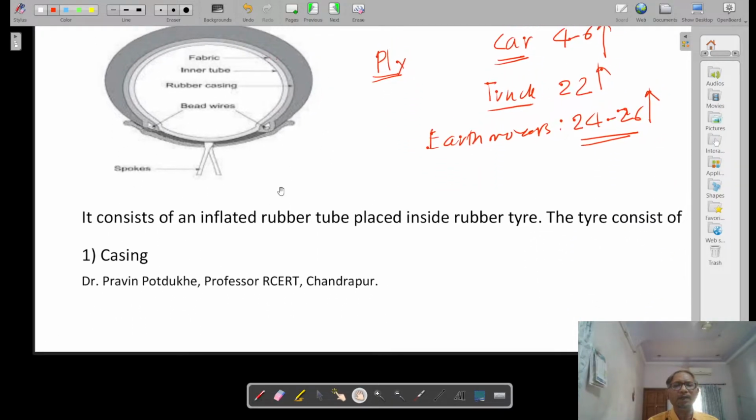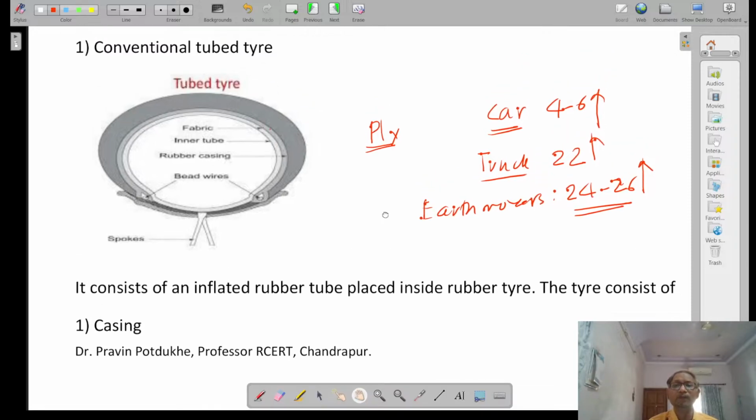If we see the inflated rubber tube, it generally consists of two main parts. We have the inner tube, but above that we have a rubber casing, and this casing is made of 4 to 6 layers of fabric. This is known as ply.